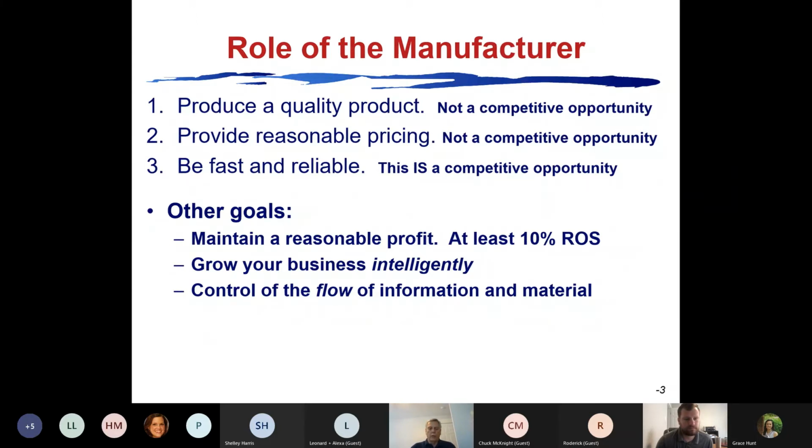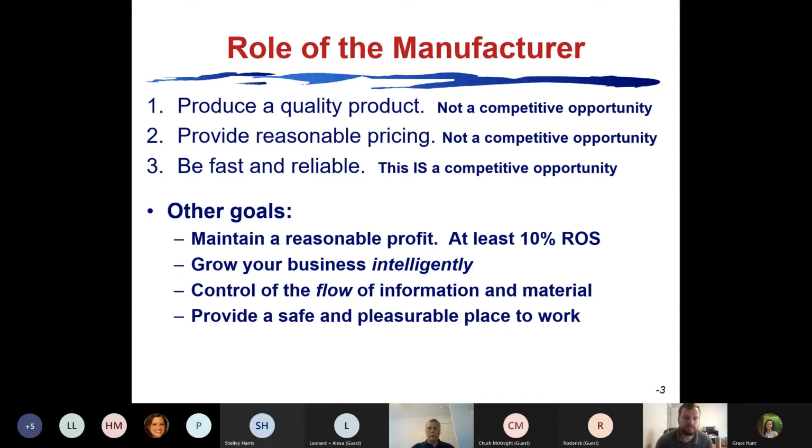You have to control the flow of information and material. You need both. You need the right information at the right time of the right quantity and quality, the same as material at the right time of the right quality and quantity in order to run your business effectively. And if you don't have both of those, you're in a bind and you're going to be jumping through hoops and putting out fires constantly. You need a system in place to accomplish that.